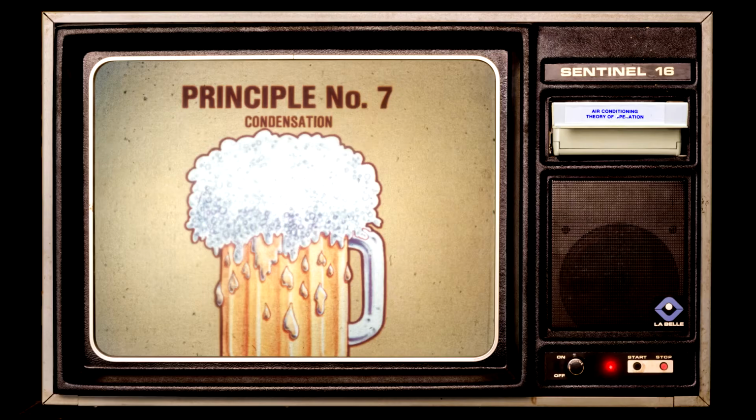Here's a principle that we're all familiar with. When air loses heat, condensation occurs. Here, the air surrounding the mug is losing its heat to the cold beer. This is why water droplets form on the mug. This is just the opposite of what happens when a liquid is boiled.